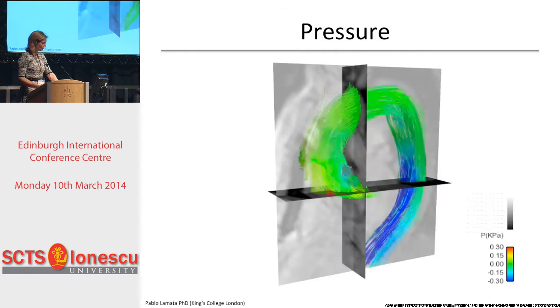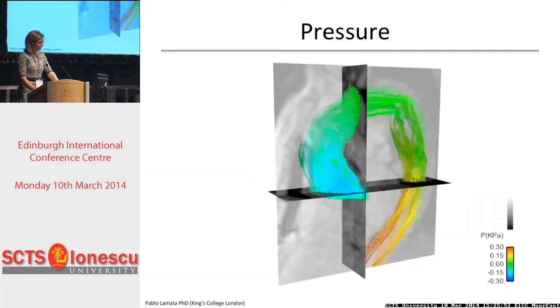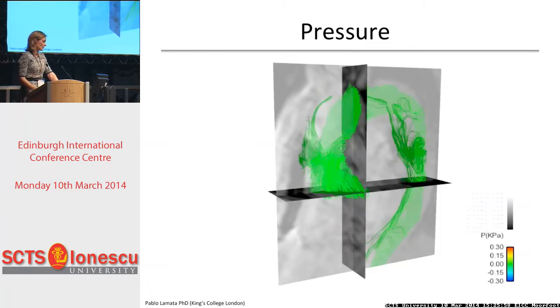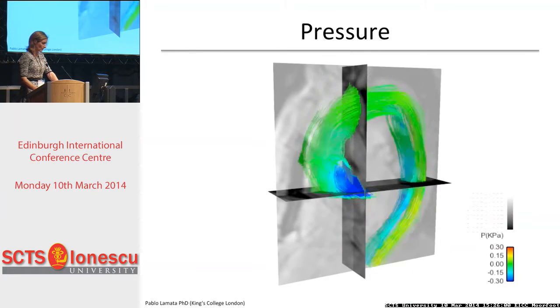It's also possible to measure relative pressure using MR data. So in this slide, the colours in the image are related to pressure rather than to velocity.